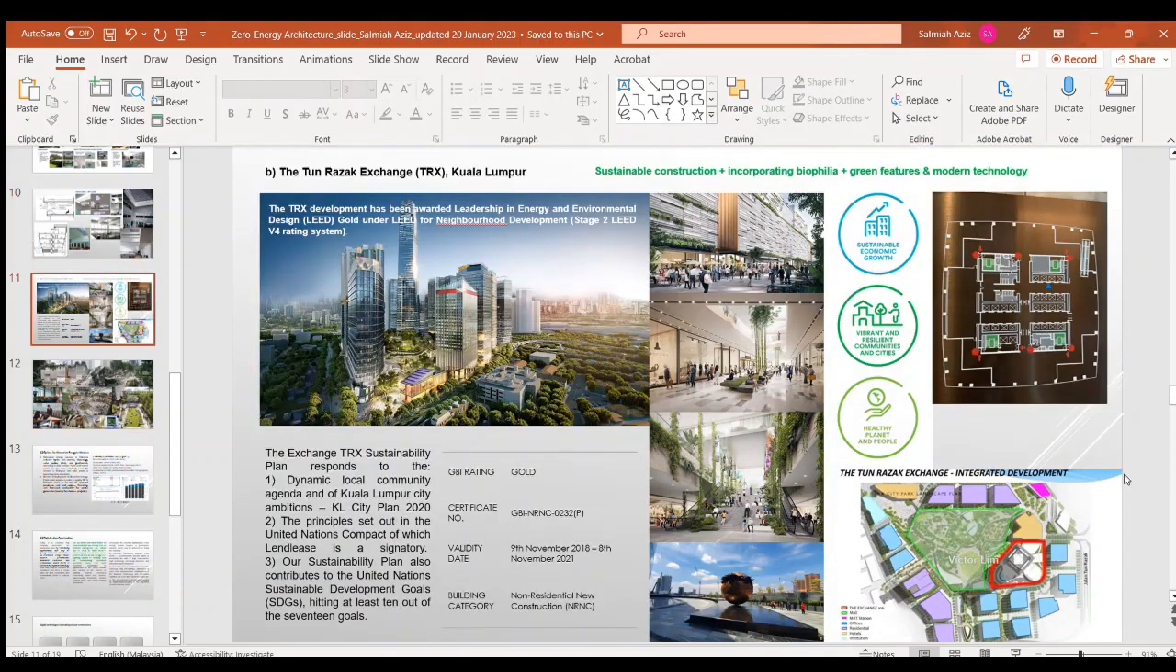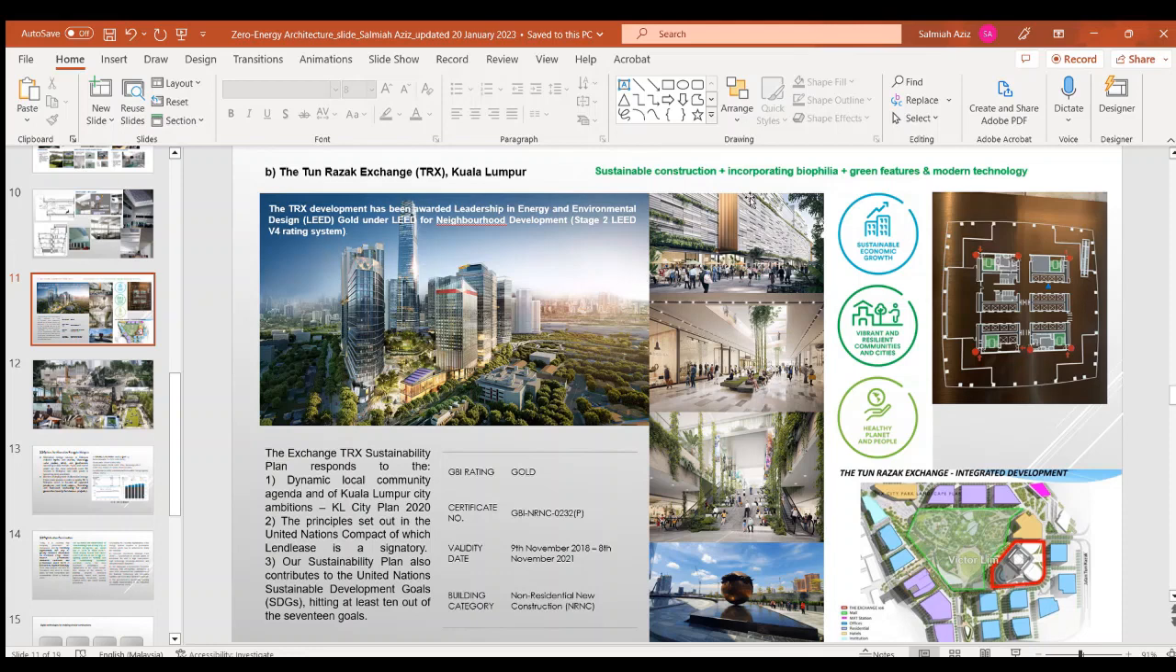The second example for zero energy architecture or green building is the Tun Razak Exchange, TRX, at Kuala Lumpur. So the components for the zero energy architecture are sustainable construction, incorporating biophilia and also green features and modern technology. The TRX development has been awarded Leadership in Energy and Environmental Design (LEED) Gold under LEED for Neighborhood Development Stage 2, LEED v4 rating system.